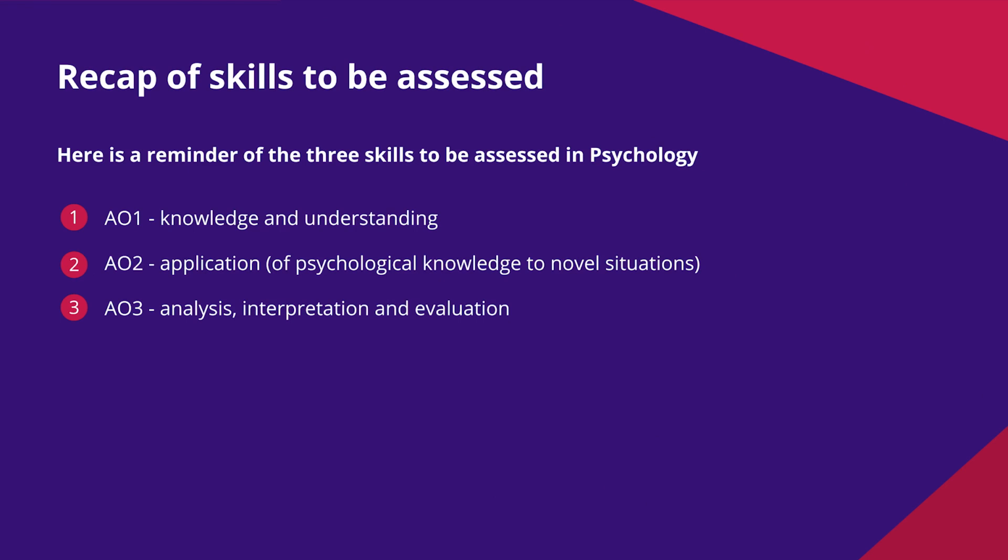At this point, it's worth reminding ourselves of the three skills we expect students to demonstrate: the AO1 skill of knowledge and understanding, the AO2 skill of application, and the AO3 skill of analysis and evaluation. All of our questions should be designed to elicit one or more than one of these skills. The scope of assessment is determined by the wording of the psychology specification.